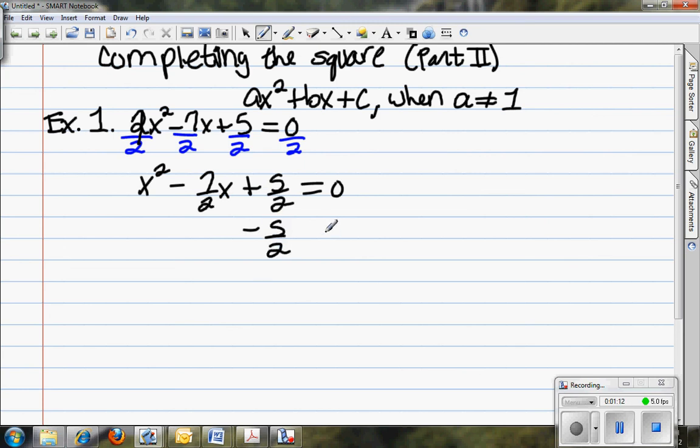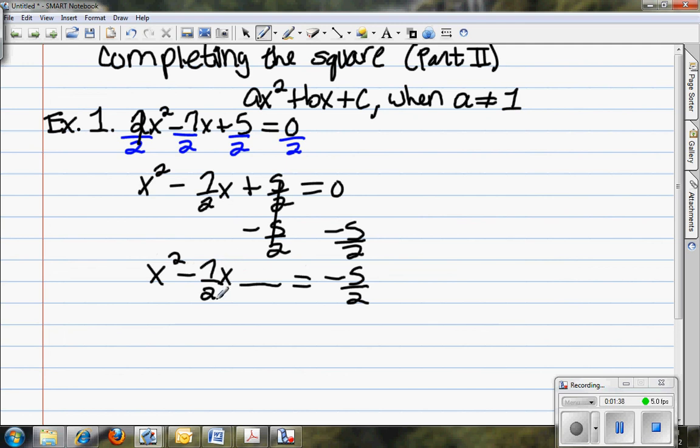Let's go ahead and move the 5 halves to the other side. Because remember, we want the constant on one side, the x squared and x term on the other. And these are going to cancel out, and we're left with x squared minus 7 halves x, leave our space, is equal to negative 5 halves.